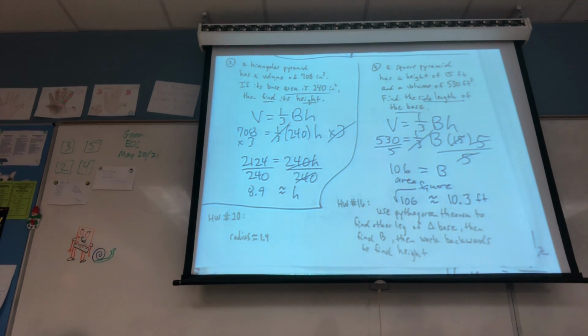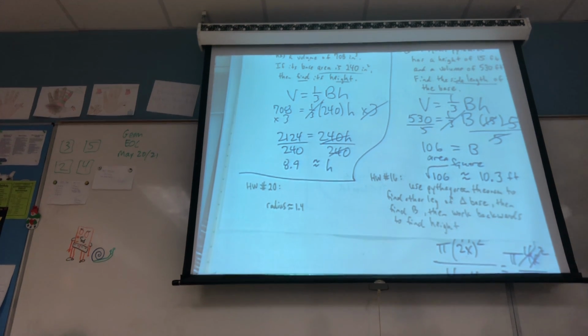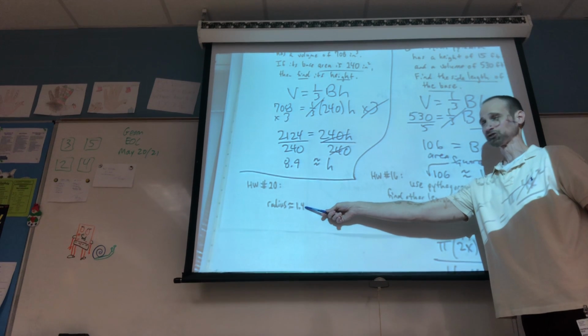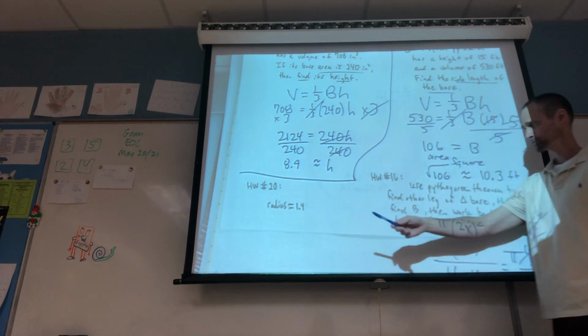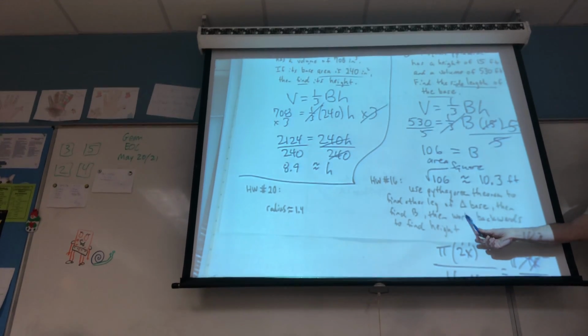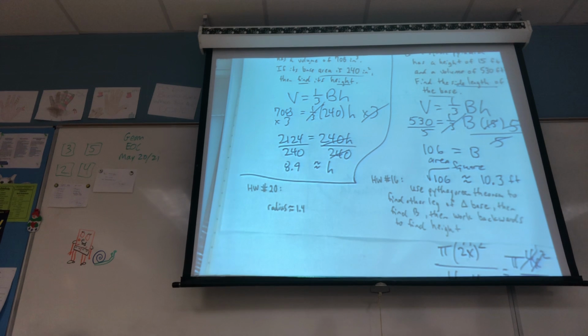Now, a couple things on the bottom. Homework problem number 20, I think they give you a weird value for the radius, just use 1.4. And on number 16, I've given you some steps, so check that for number 16. All right, any questions on 1, 2, 3, 4?